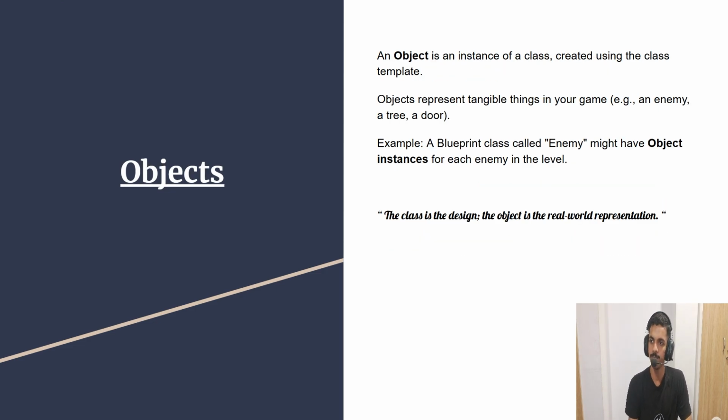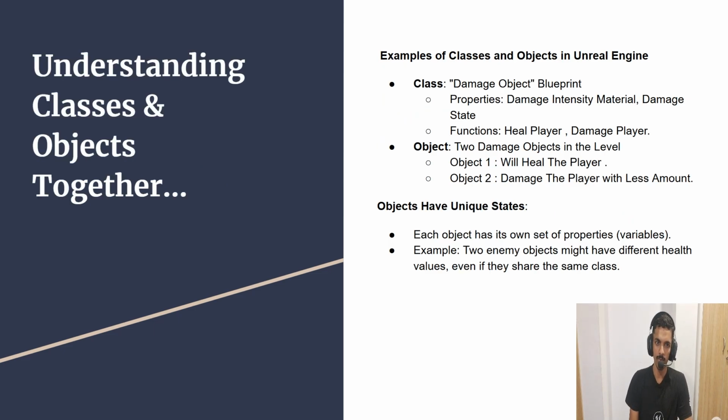So like I said, objects: class is the design and object is the real-world representation. We will talk about the example now. Here you see we have the damage. We will create a damage object as a blueprint, as a class, that will define whether it needs to damage the player or heal the player. That is called the behavior, right? So we will create a blueprint and start implementing unique behaviors for them. Object 1 might heal the player and object 2 will damage the player with a smaller amount.